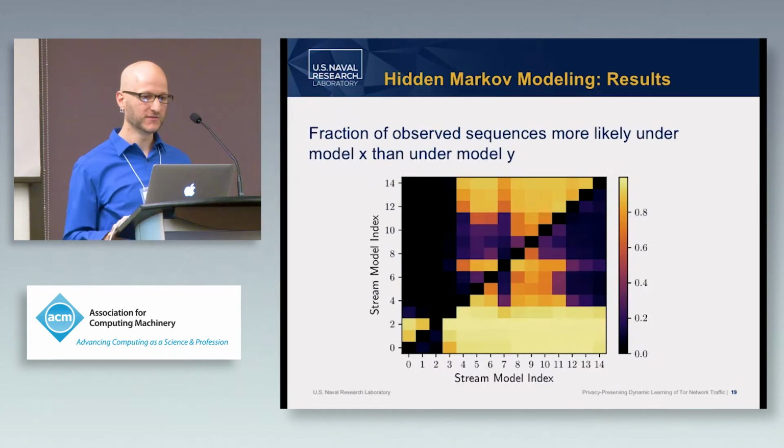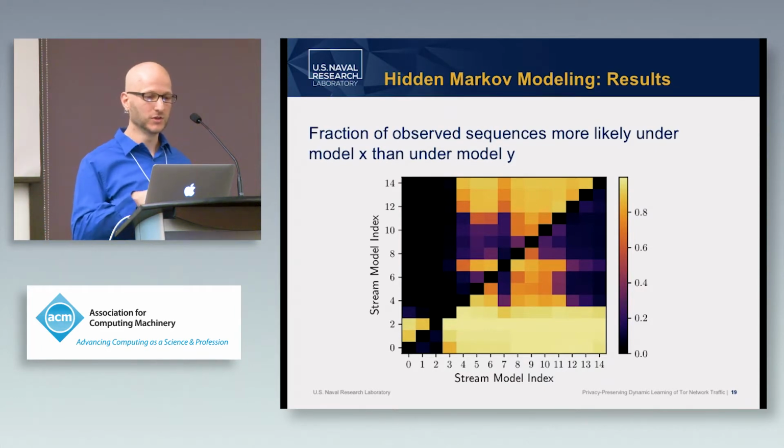And so we then evaluated how we're doing with these models. Are we getting better, closer to Tor traffic, or not? And so this graph is a heat map that shows, for each of the models that we're measuring on the x-axis, the fraction of observed sequences that are more likely under model X than under model Y. So if over these sequence of stream models we continuously get better and better, you would see the bottom right of the diagonal, the part of the graph, would be completely yellow.